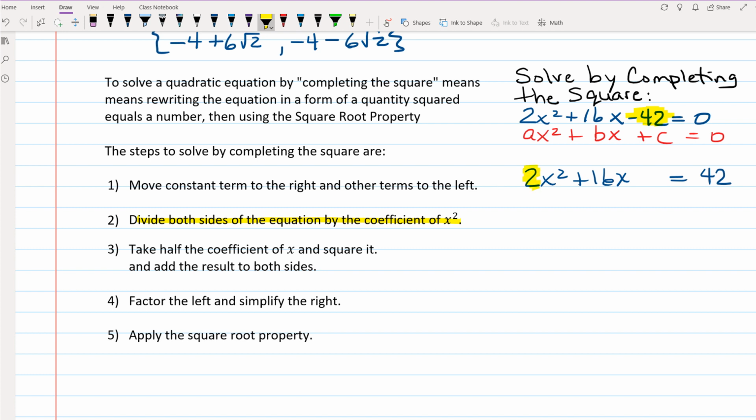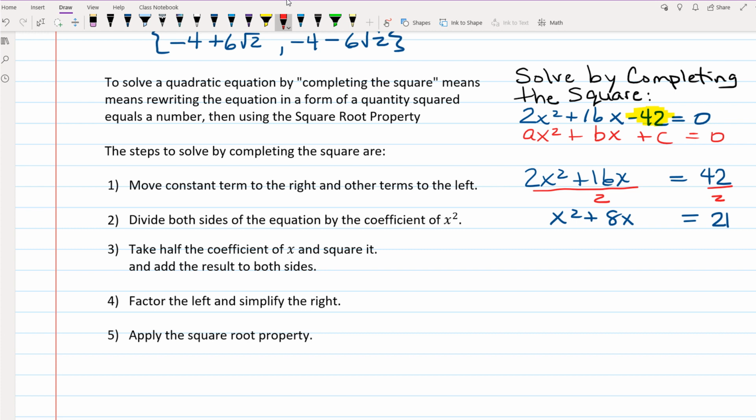The next step says divide both sides of the equation by the coefficient of x squared. That would be the 2 in this case. You always have to have just a plain x squared at the front for completing the square to work. So if there's anything in front of the x squared, you have to divide by it. I'm going to divide both sides by 2. Make sure you divide every single term by that 2. So that's going to give us x squared plus 8x equals 21.